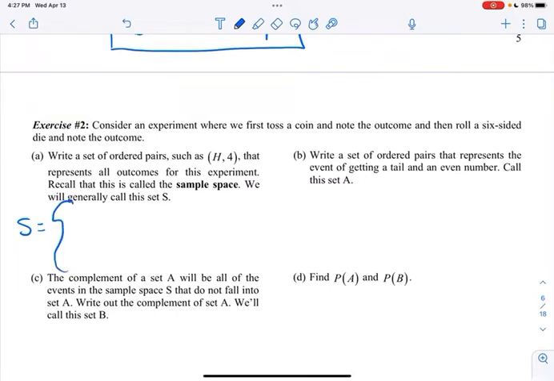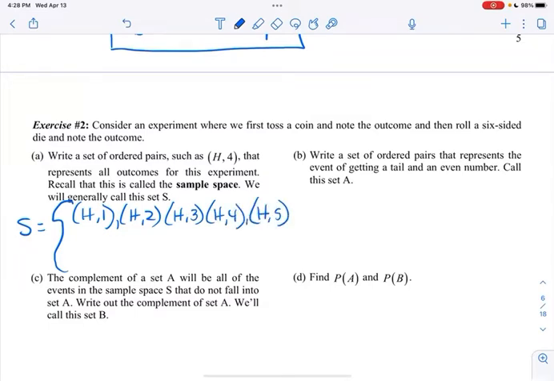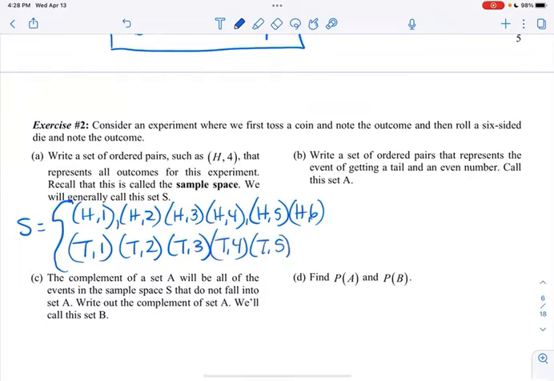I can get a head and a 1, a head and a 2, a head and a 3, a head and a 4, a head and a 5, or a head and a 6. Or I could have gotten a tail and a 1, a tail and a 2, a tail and a 3, a tail and a 4, a tail and a 5, or a tail and a 6.